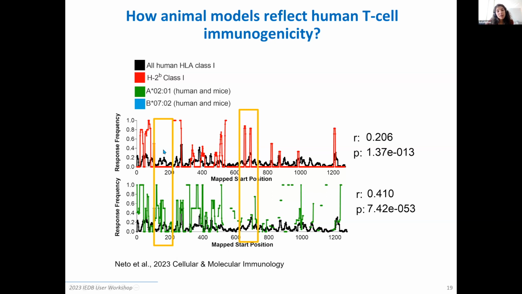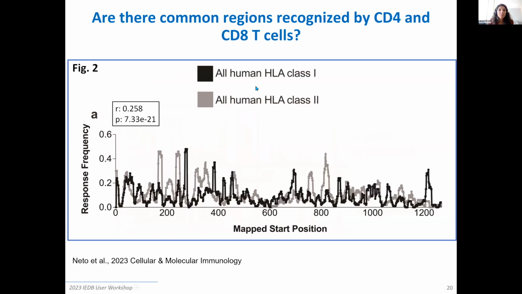But that works also the other way around. There is another good region for human HLA class 1 that is recognized, and H2B class 1 mice recognize it too, but that is not necessarily seen in the context of the A2 transgenic.